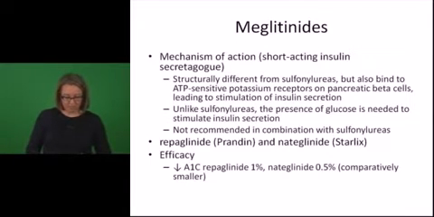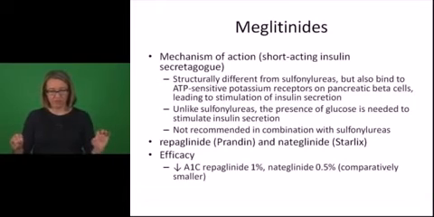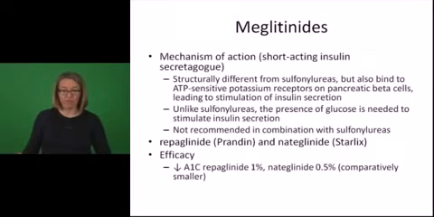The two meglitinides that are available are repaglinide or Prandin and nateglinide or Starlix. Their efficacy in lowering A1C is less than sulfonylureas, and they're slightly different compared to each other, with repaglinide being slightly more effective than nateglinide at A1C lowering of about 1% versus Starlix at about 0.5%.